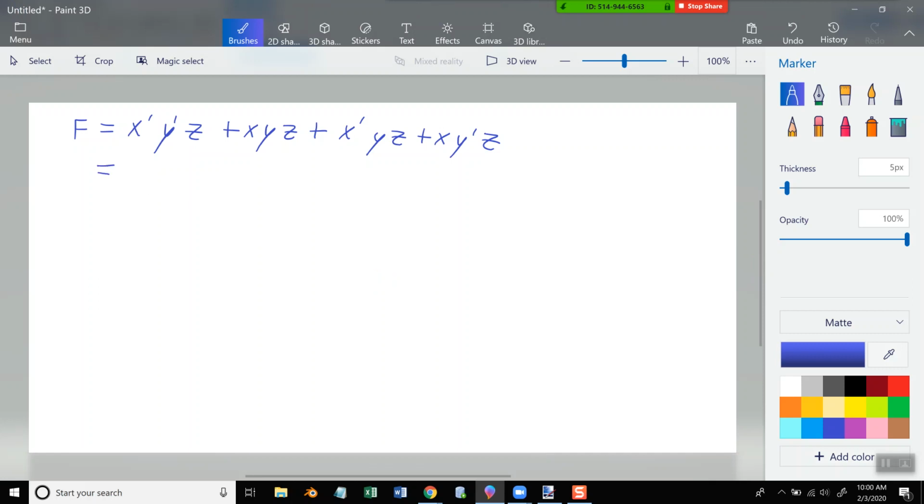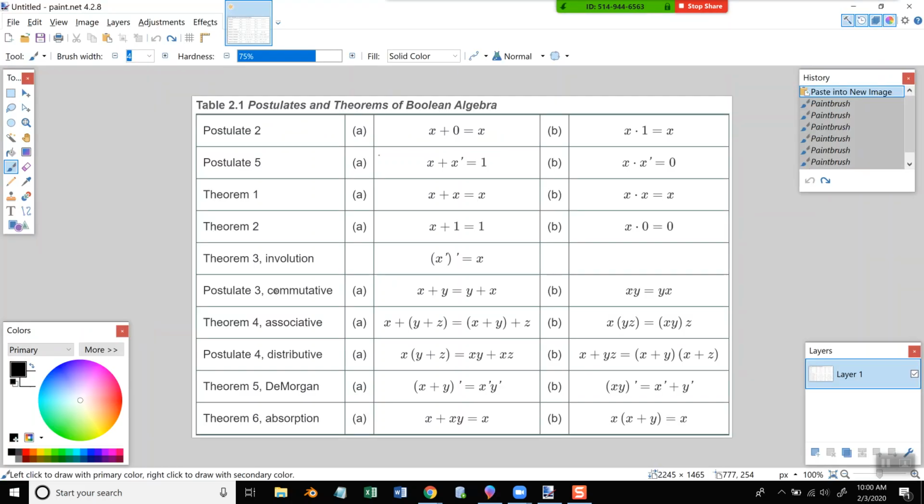Now, one thing to notice is that x plus x prime is equal to 1. It doesn't matter when we're talking about x. It could be y. Y plus y prime is equal to 1. Z plus z prime is equal to 1. So if you can get the primes together, then they can cancel each other out.